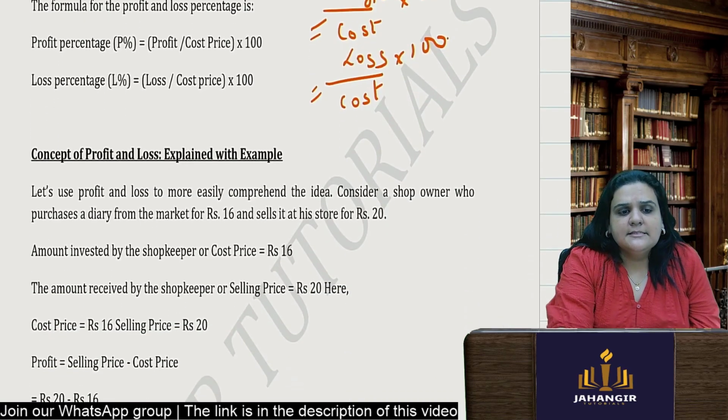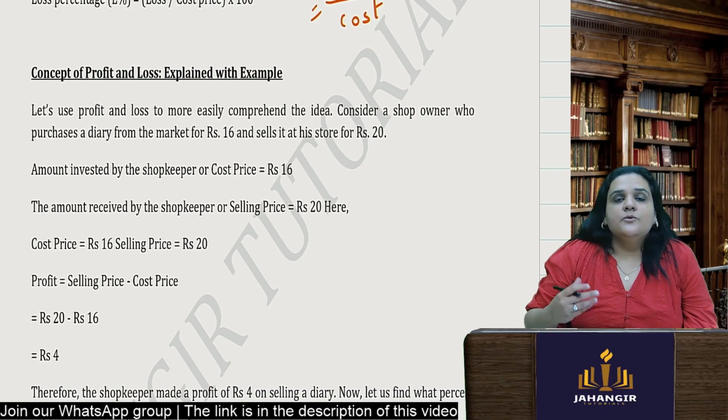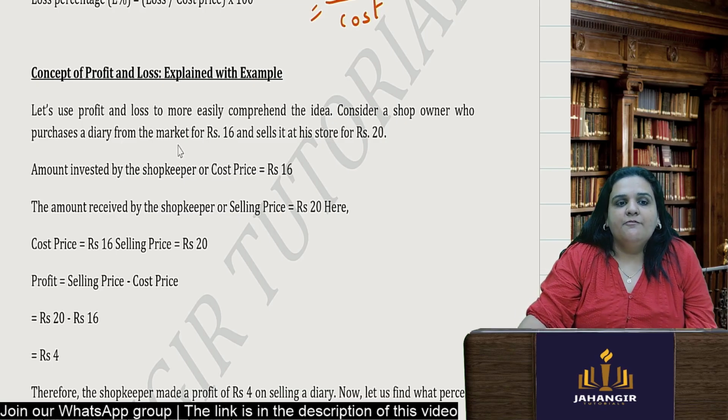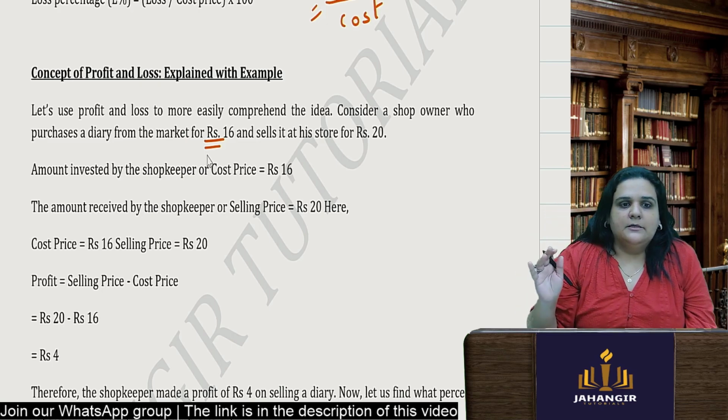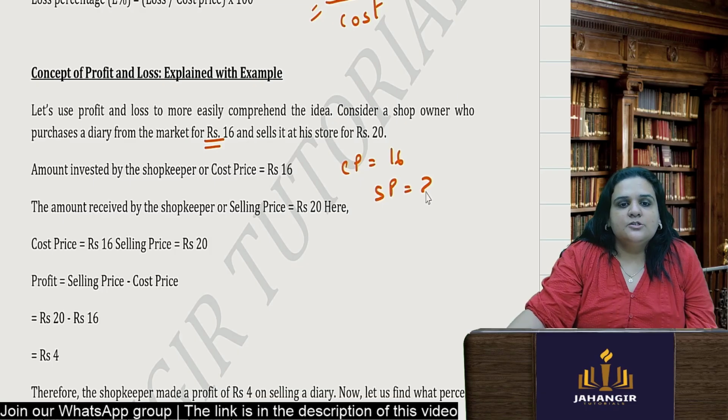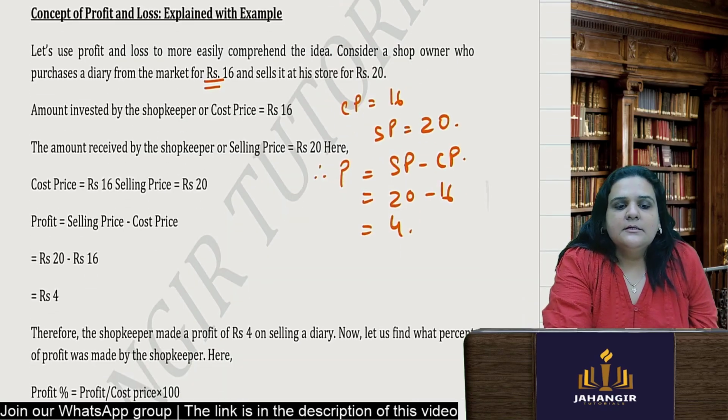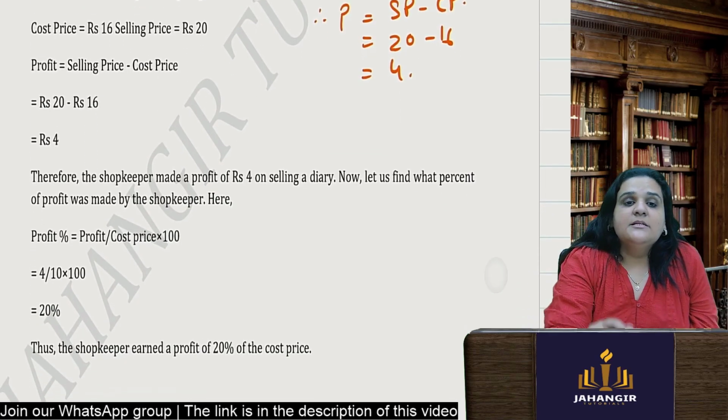Okay, so now let's see some examples. Let's use profit and loss to more easily comprehend this idea. Consider a shop owner. He purchases a dairy from a market for rupees 16. Now this dairy he sold for 20 rupees. So the cost price is 16, selling price is 20. Therefore profit is SP minus CP, 20 minus 16, which is 4. Easy, simple.